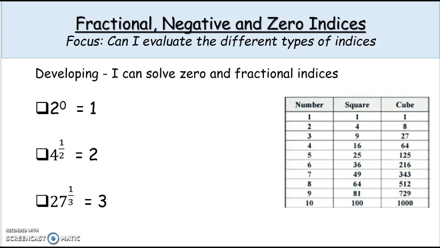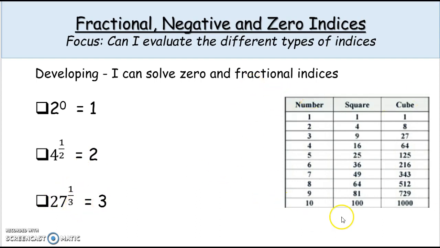So for the very first one, it's developing. Can I solve for zero and fractional indices? Look at these ones. I've kind of given you the answers already, but I want to explain briefly. Here, anything to the power of 0 will give you 1. The common mistake here is that people think anything to the power of 0 will be 0. That's wrong. The second one, 4 to the power of 1 over 2 is 2, and the third one, 27 to the power of 1 over 3 is 3.